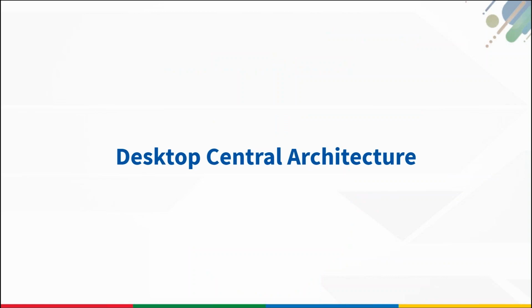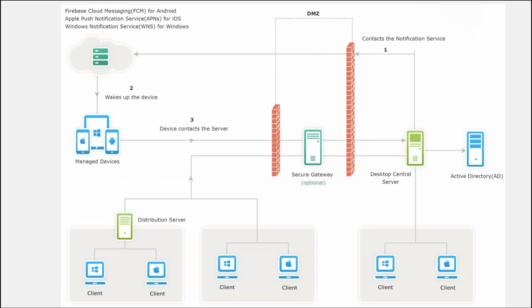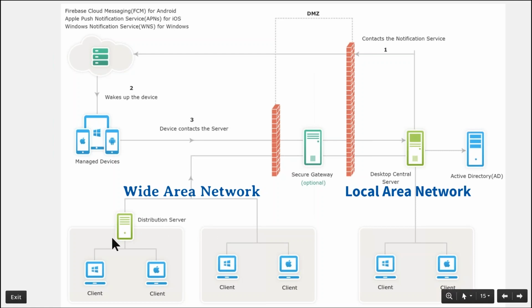Coming to Desktop Central architecture, Desktop Central is an on-premise solution. It follows the client-server architecture, which means that the agent has to be installed on all the machines you wish to manage. You can install the server on any one of the supported operating systems, and you will be able to push out the agents to all the computers in your network. Using Desktop Central, you will be able to manage both local area network and wide area network agents. For managing wide area network clients, you can create different branch offices for different locations, and you can manage them efficiently using a distribution server.